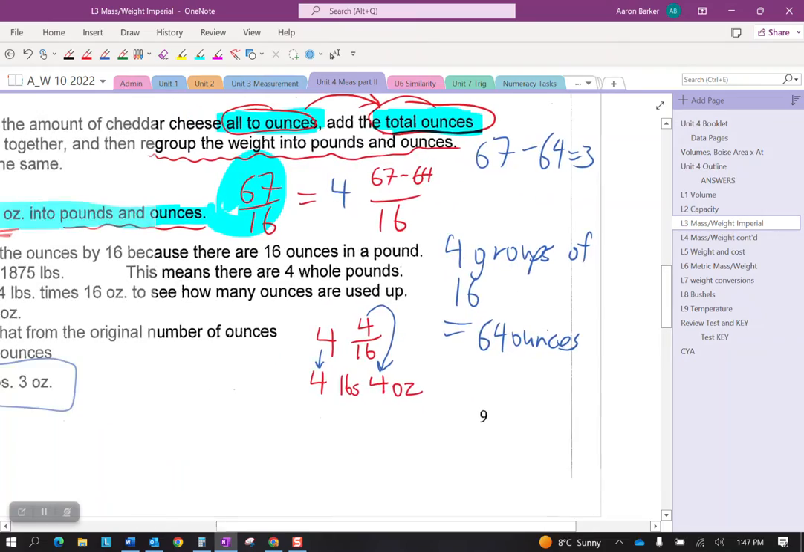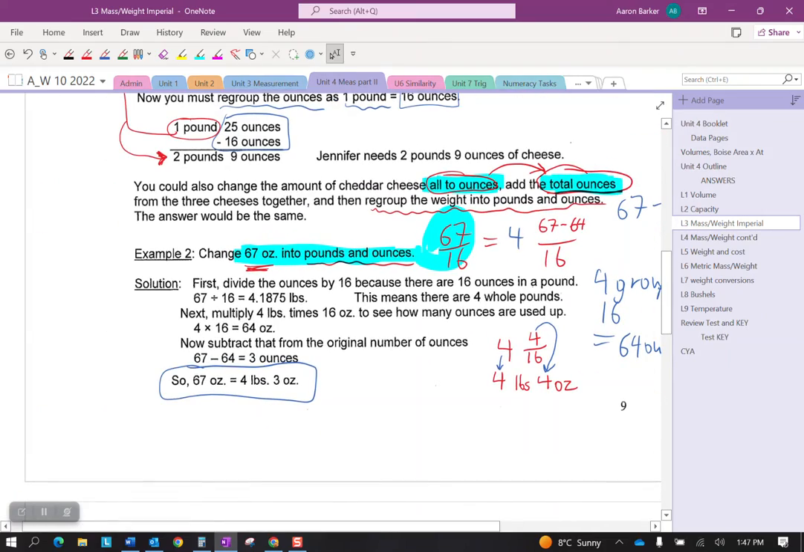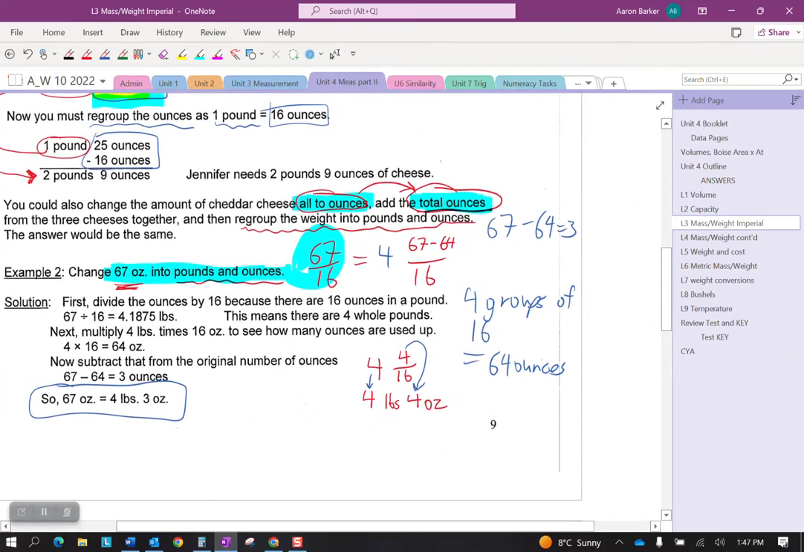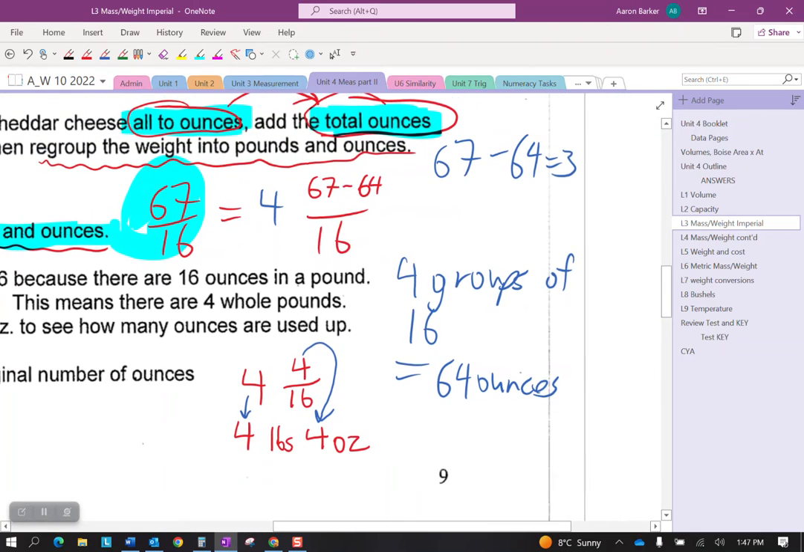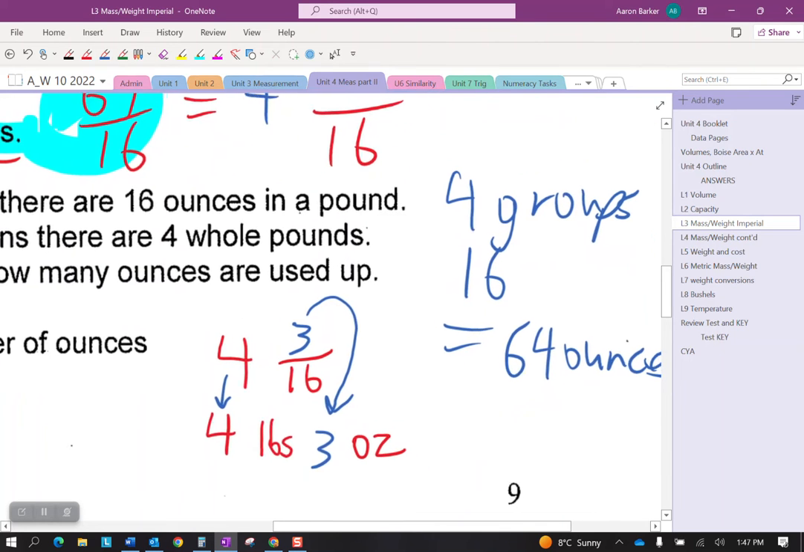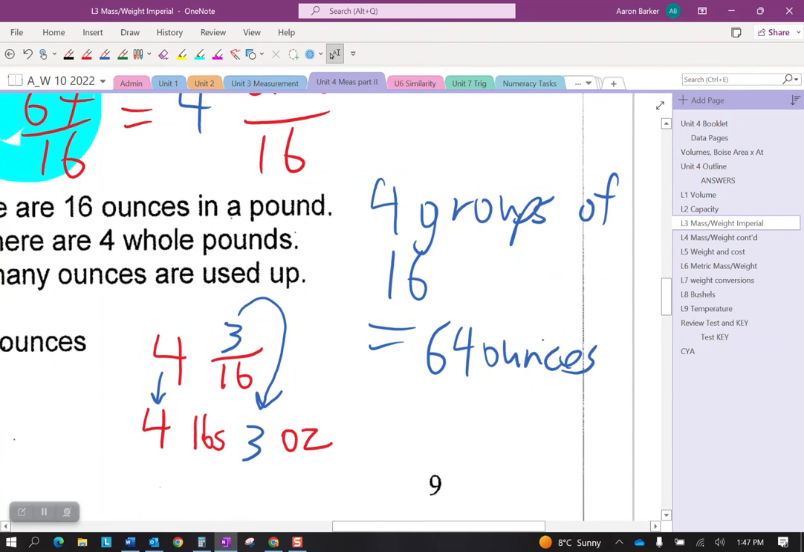Okay, so your choice on how you want to do it. Oh, you guys, shameful. What's 67 minus 64? 3. I was saying 4. No one said anything. Boo! It should be 3 ounces. Okay? 3 ounces. Please fix that. I don't want to confuse you later. Okay?